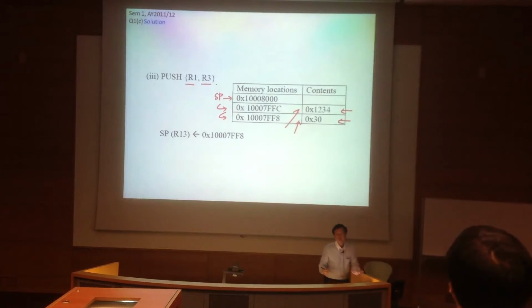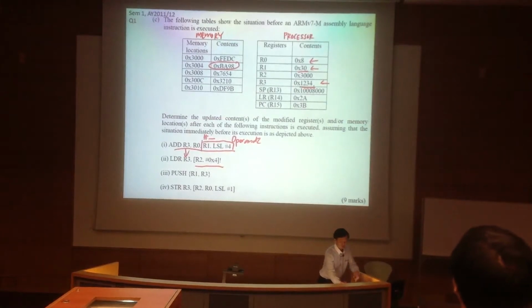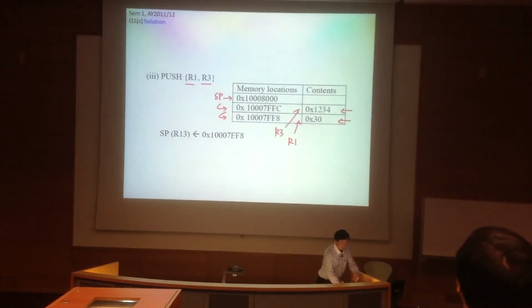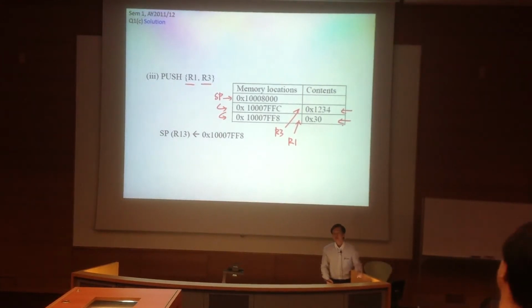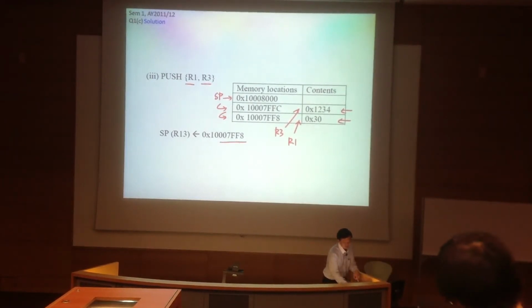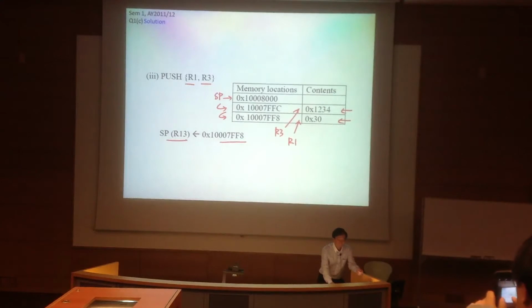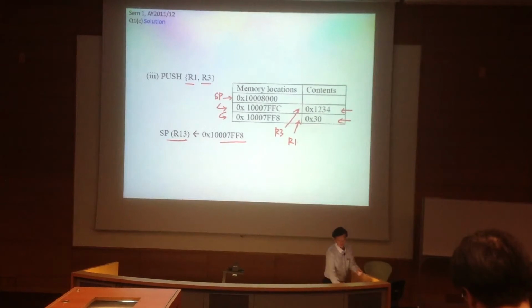One of them is R1, one of them is R3. Which one is which? Simple rule to remember: smallest number goes to the smaller address. This is R1, this is R3. And if you look here, R1 is 30, R3 is 1234, which is exactly what happens here. But don't forget that the stack pointer is also updated. The stack pointer originally had this value, now it has a new value. Smaller content or smaller register number? Smaller register number. So R1 goes into this, R3 goes into the higher address.